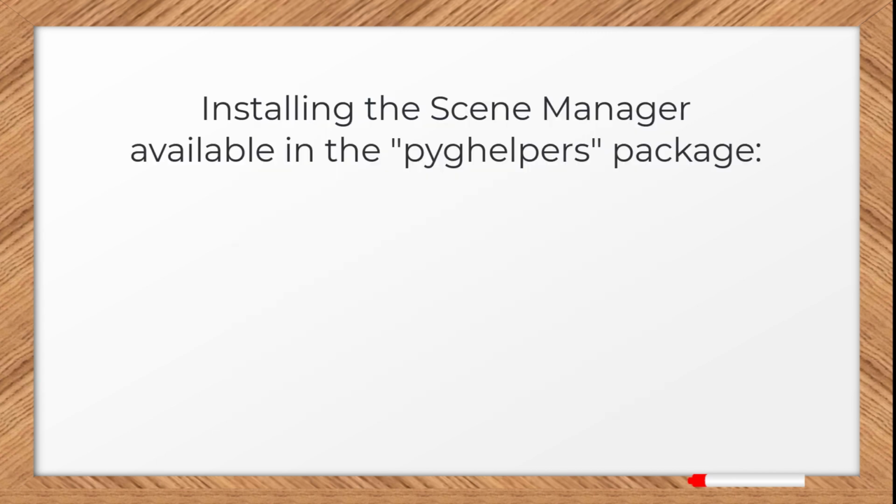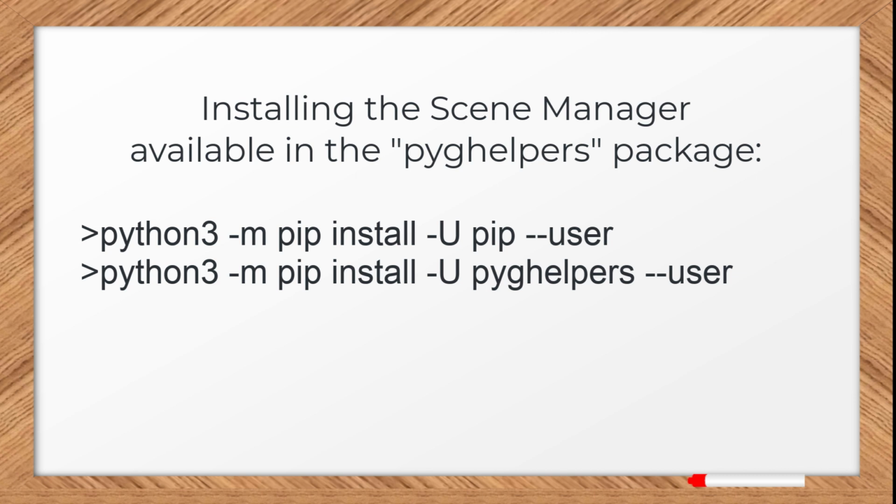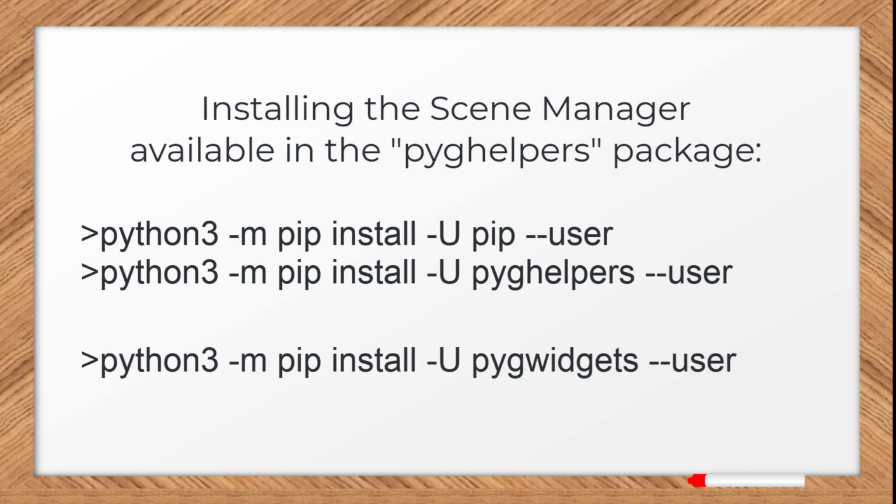The scene manager comes from a package called pyghelpers. In addition to the scene manager, it contains a number of other classes that can be used with building Pygame programs. Here's how to download and install it using pip at the command line. While you're at it, you might want to also download my pygwidgets package. While this is not required to use the scene manager, I'll use it in my demo program. This package provides simple graphical user interface widgets like buttons, text boxes, input text fields, and many more.